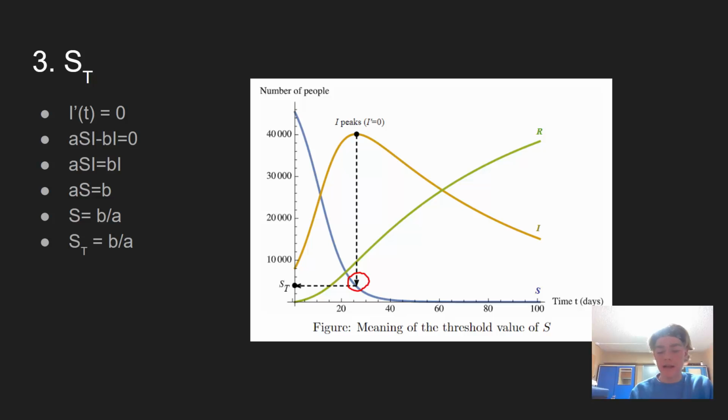Now, question three asks a little bit about S sub t, and we can actually create a formula for S sub t using what is given to us. On the first page of the project, we are given a formula. I prime of t is equal to ASI minus BI. Now, since we know that I prime of t is equal to 0 at the I peak, then we can set ASI minus BI equal to 0. After that, using some algebra, we are able to determine that S sub t is equal to B over A, where B is the recovery coefficient and A is the transmission coefficient.